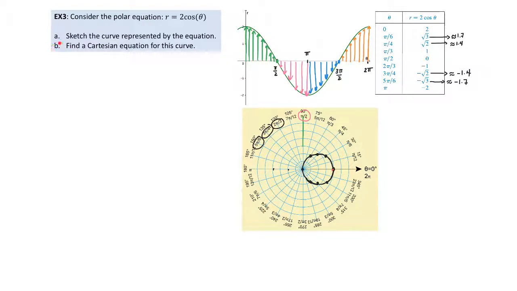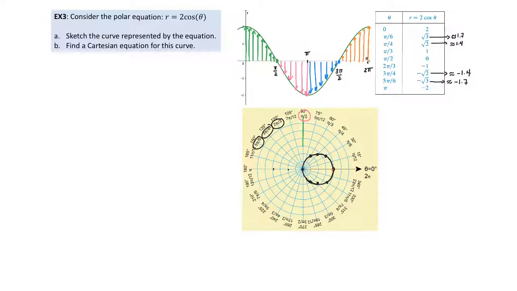Now on to part B. Find a Cartesian equation for this curve. We already know that we got a circle. So whenever we get the Cartesian equation, we should expect to see an equation that determines a circle. So at least we already have that information. So this is how we can start doing that.